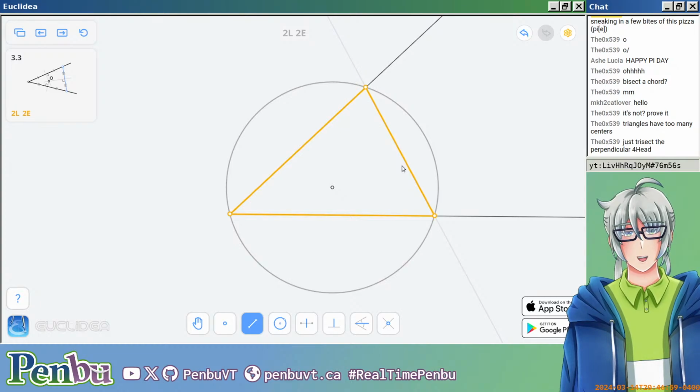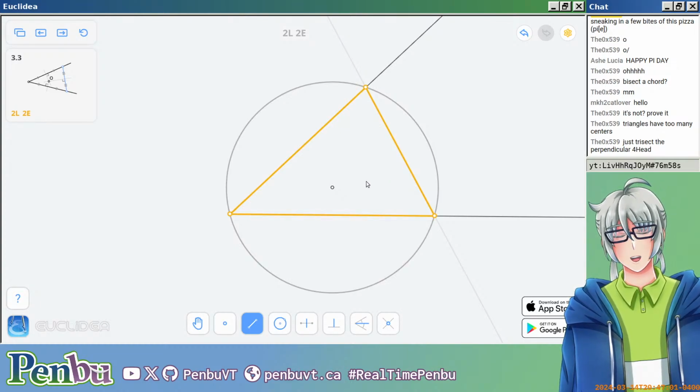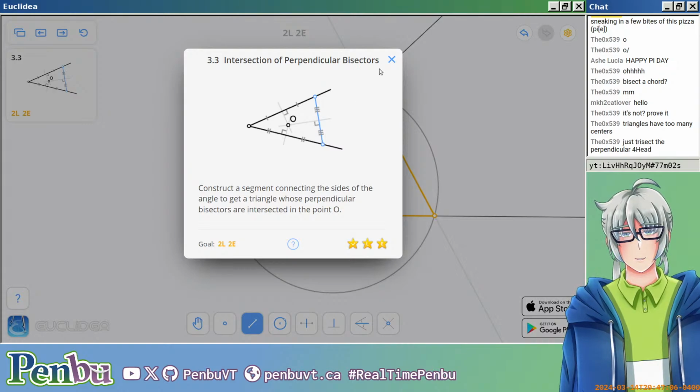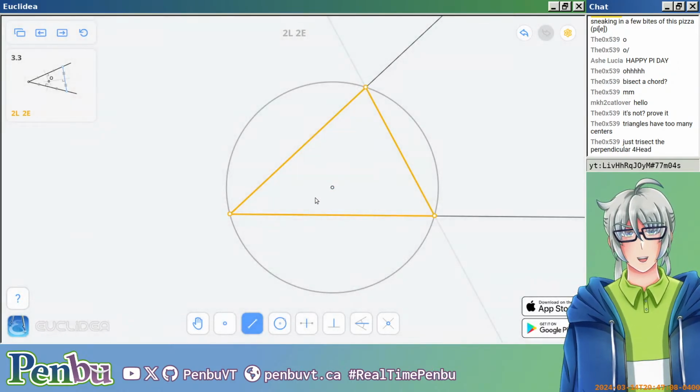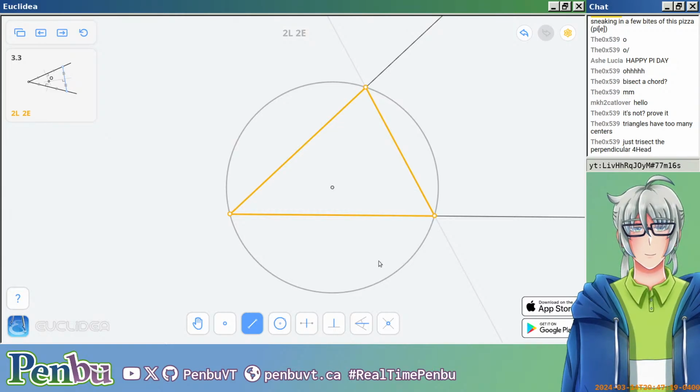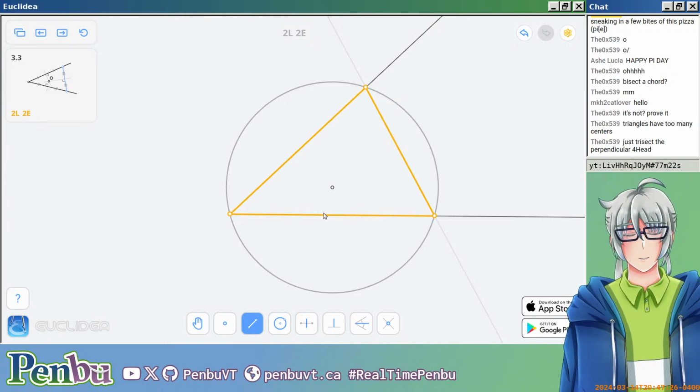The orthocenter, or not the orthocenter, the intersection of perpendicular bisectors of a triangle is the midpoint of the circle that circumscribes the triangle. I don't know how that works, but apparently that's a property. Okay. Interesting.